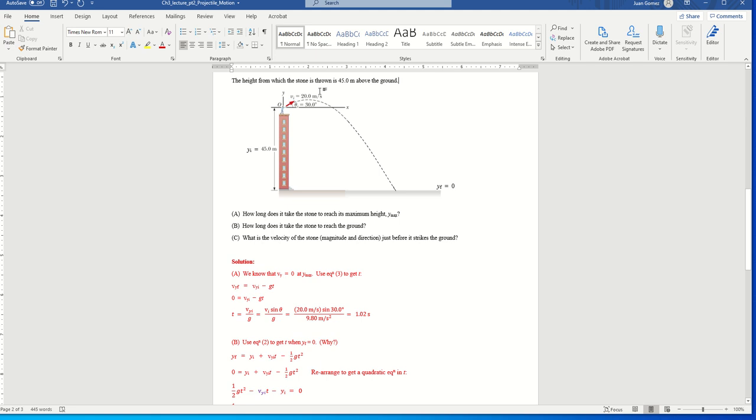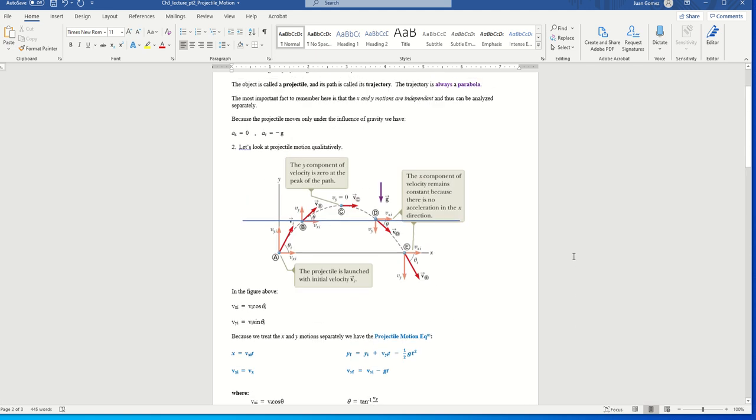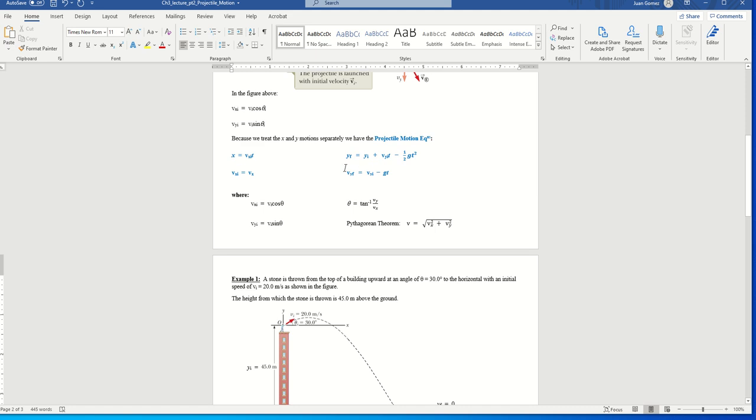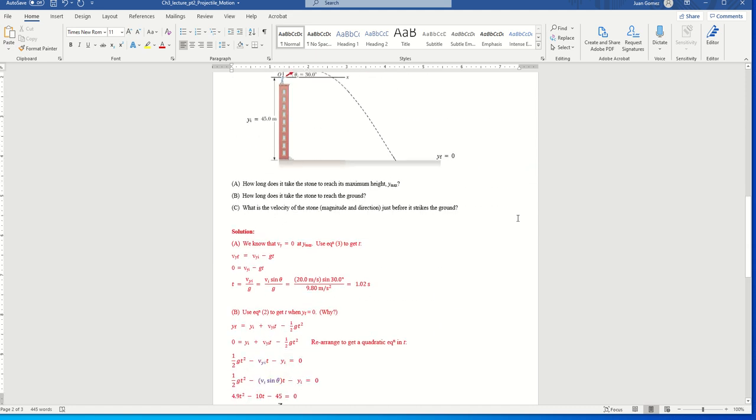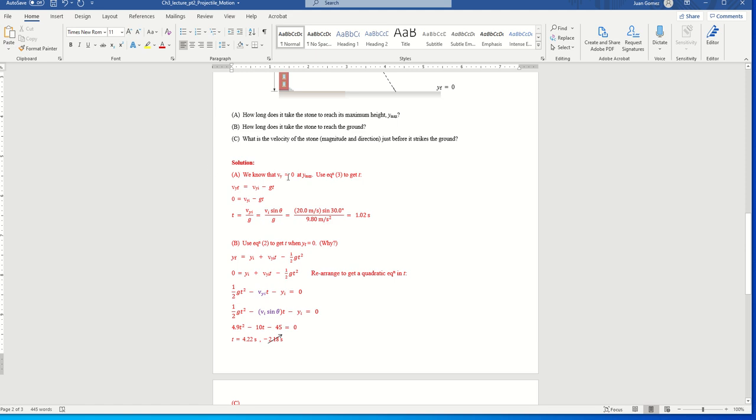Let's look at first, how long does it take the stone to reach the max height? How long does it take the stone to go from here to the very top of that trajectory, the maximum height above the ground? Well, remember, we know that at y max, Vy is 0. This is a very common technique. This is not meant to be tricky. So we want to use equation 3. For part A, we know that Vy equals 0 at y max. Use equation 3 to get t.